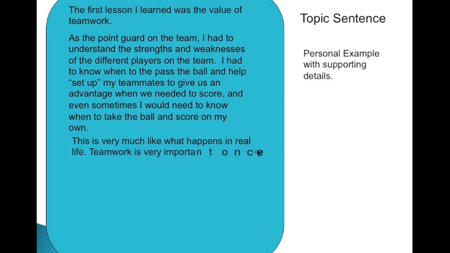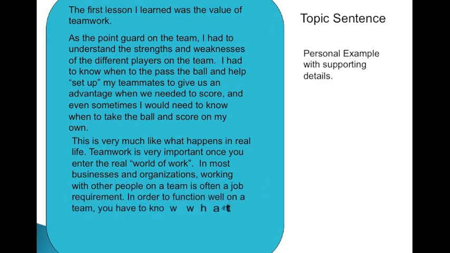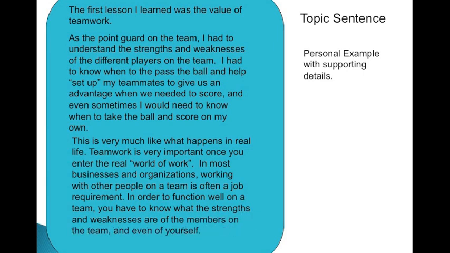This is very much like what happens in real life. Teamwork is very important once you enter the real world of work. In most businesses and organizations, working with other people on a team is often a job requirement. In order to function well on a team, you have to know what the strengths and weaknesses are of the members on the team, and even of yourself.